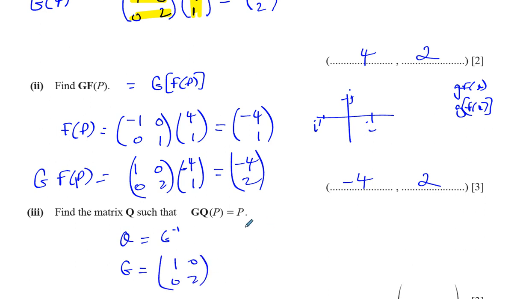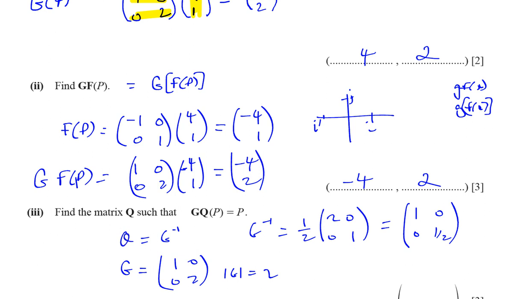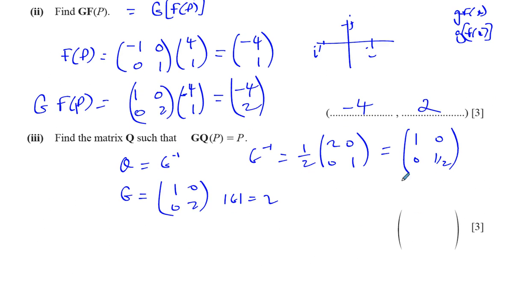So to find the inverse of matrix G, you first have to find its determinant. The determinant of matrix G is 1 times 2 minus 0, so it's 2. So you're going to have a half times, and then you swap the leading diagonal around, so you have 2, 1, and these two stay where they are. Okay, so you end up with 1, 0, 0, and a half. That is the inverse of matrix G, and that's what they're asking for. That's Q. Q is the inverse of G: 1, 0, 0, and a half.